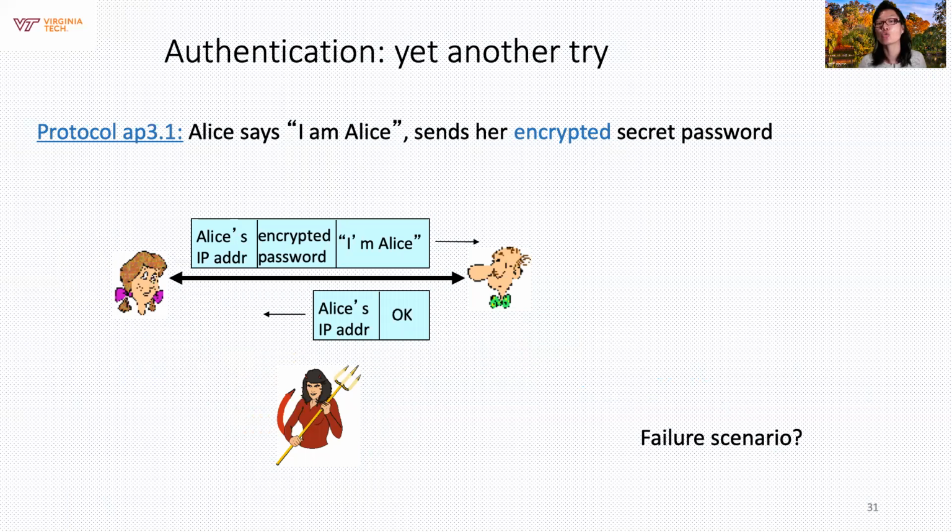Okay, how about we encrypt Alice's password? And Eve, we know, does not have the decryption key, and say only Bob has it. So Eve cannot decrypt. Will this work? In what scenario will this fail?